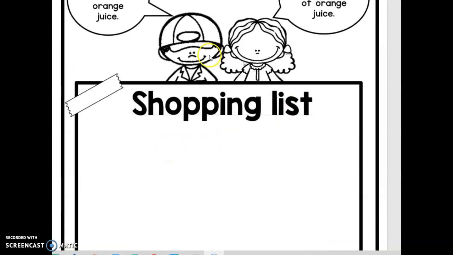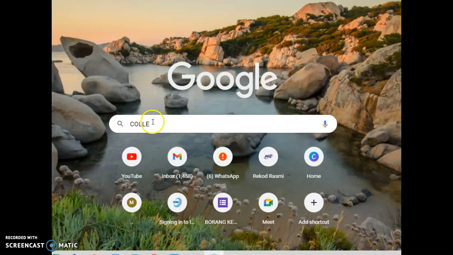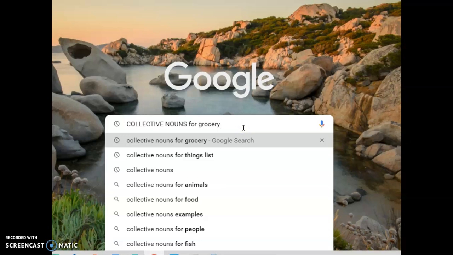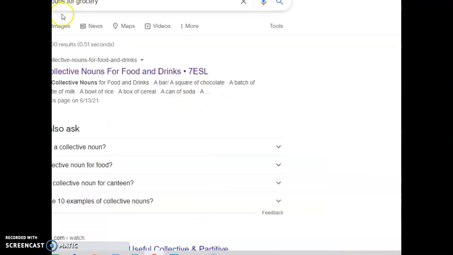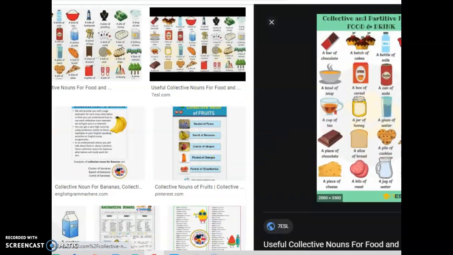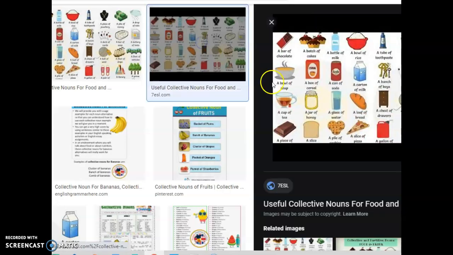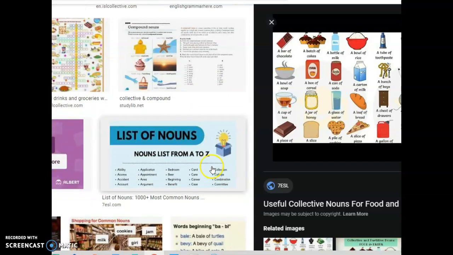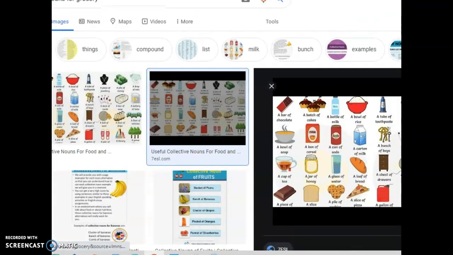So, yang ni awak tulis shopping list ni. And you can find in the internet collective nouns, okay, for grocery. Contohnya untuk beli barang dapur. Grocery untuk barang dapur. Nanti keluarlah contoh collective noun kat sini. Tengok ni contoh dia. Apa lagi contoh collective nouns? Tengok sini. Ni a bowl of soup, a cup of tea. Apa lagi? A batch of cake. Ni yang Miss Hana dah tunjuk kan. Apa-apalah cari list. Ataupun bukan dekat sini, dekat all ni.